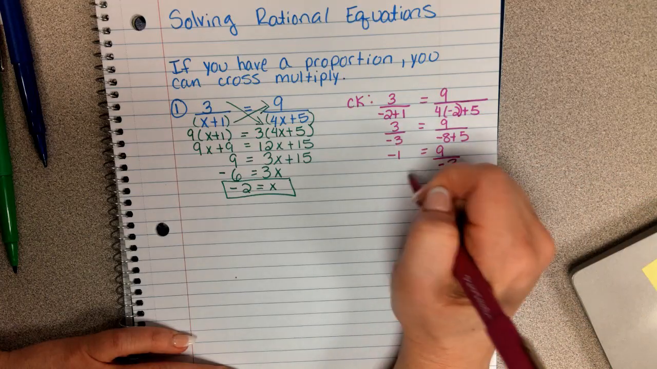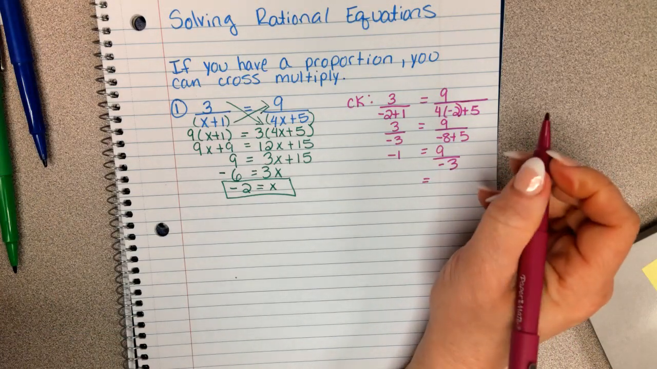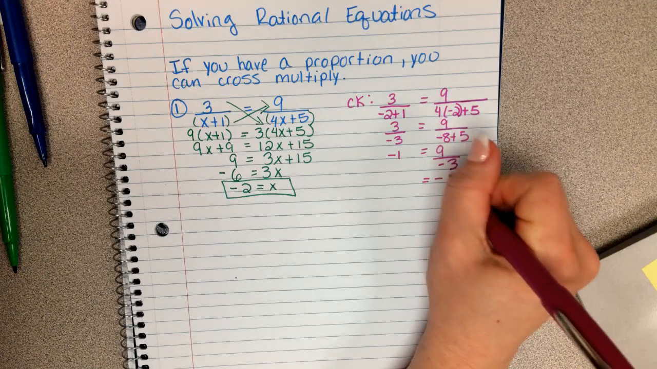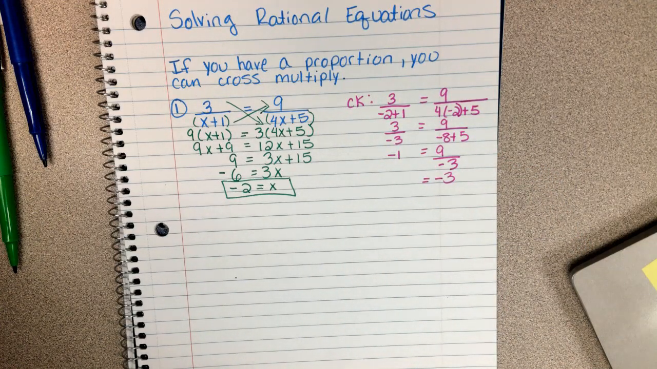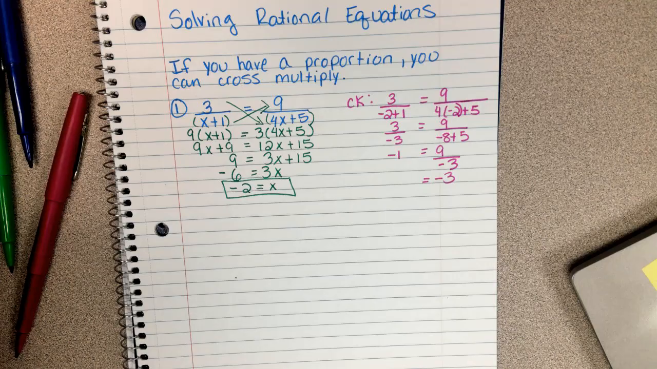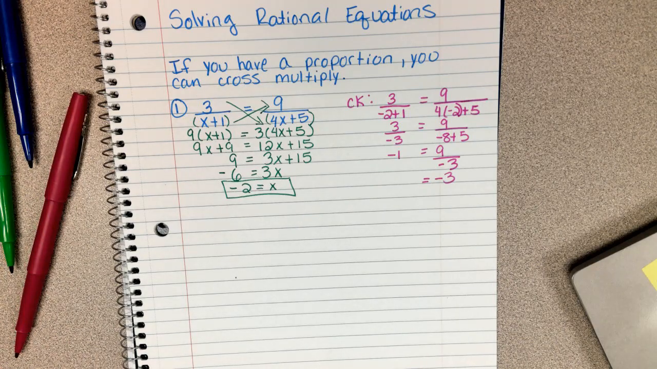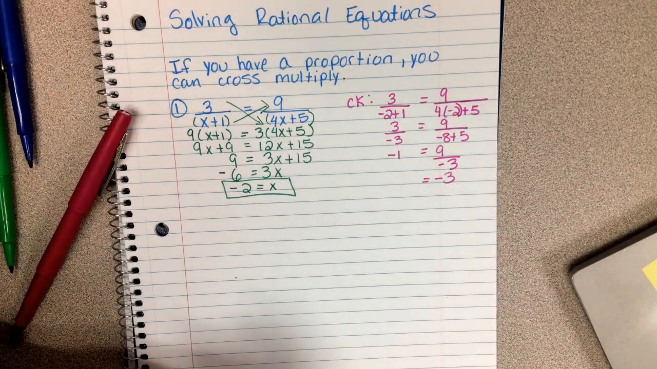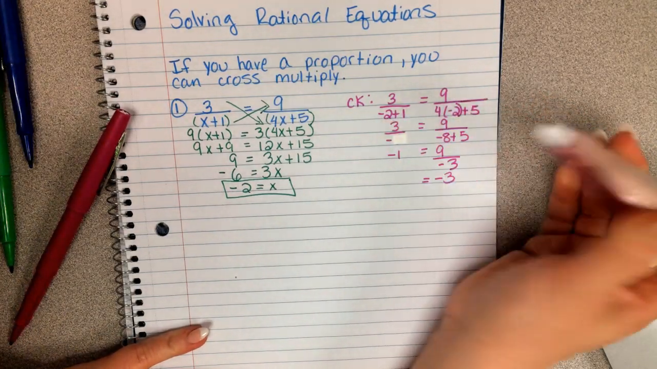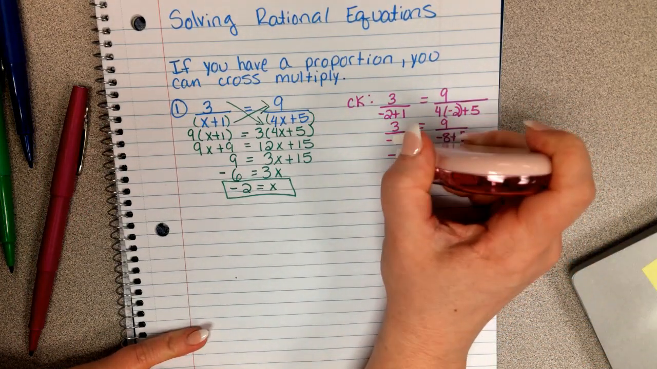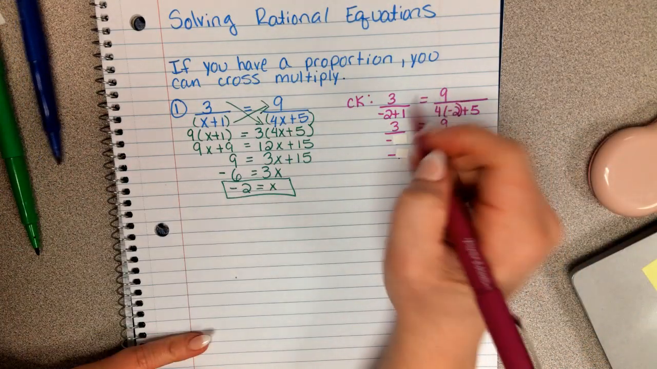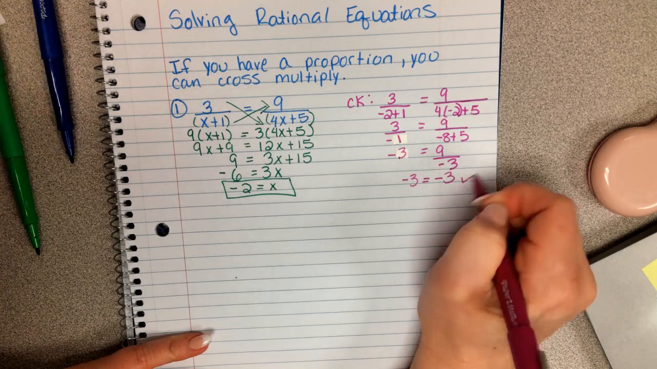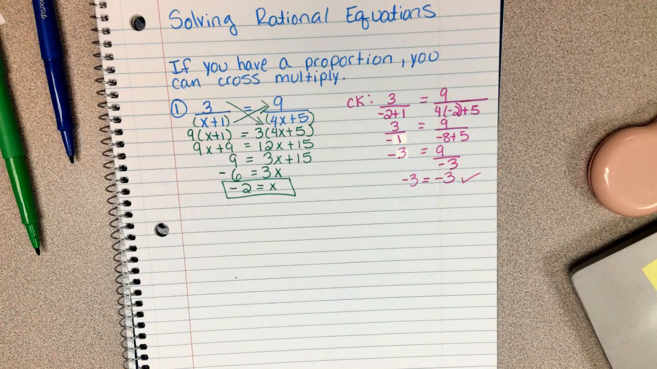That's not negative 3. 9 divided by negative 3 is negative 3. Oh my goodness, you guys, check it. Hey everybody, negative 2 plus 1 is negative 1. I don't know what I was thinking. That's negative 1, and 3 divided by negative 1 is negative 3. There we go. Both sides are equal, so this does check. Okay, then.